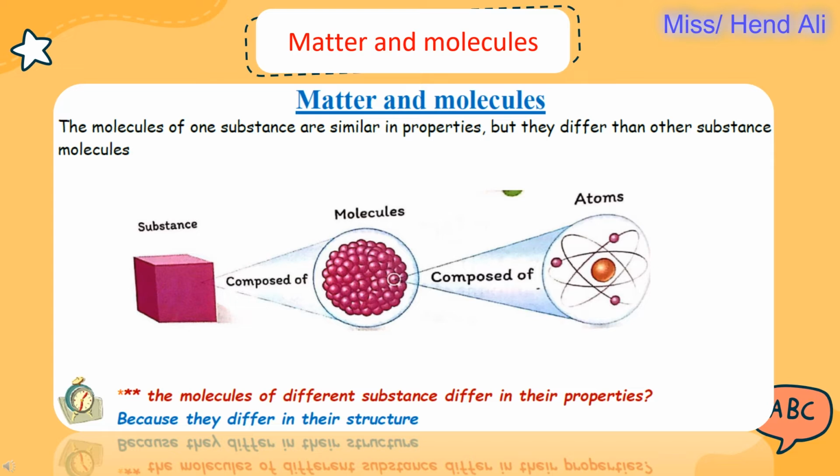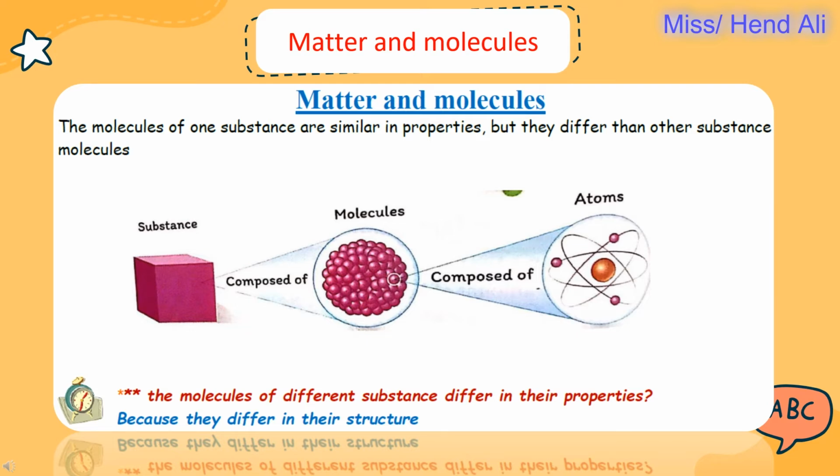So the molecules of a substance are similar in properties. Of course, they are similar properties. The molecules of iron are good conductors of electricity. The molecules of wood are bad conductors of electricity, so they have the same properties of their matter. The molecules of one substance are similar in properties, but they differ from other substance molecules. This means the molecules of wood are different from the molecules of iron, and the molecules of silver are different from the molecules of gold, maybe. So each molecule of one matter is different from the molecules of another matter.